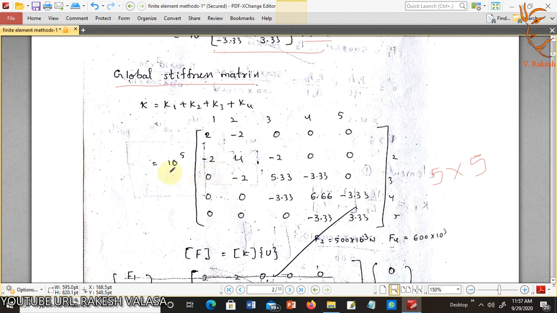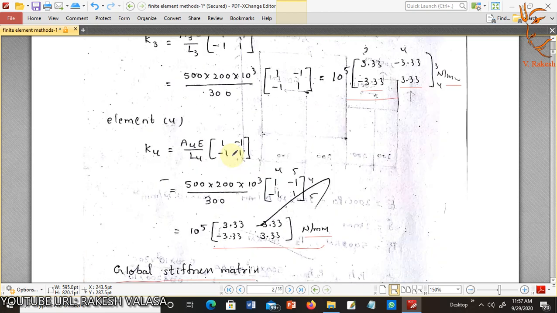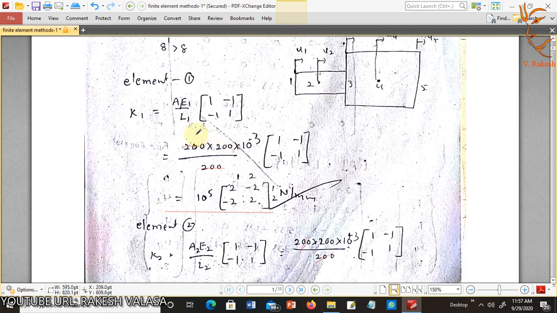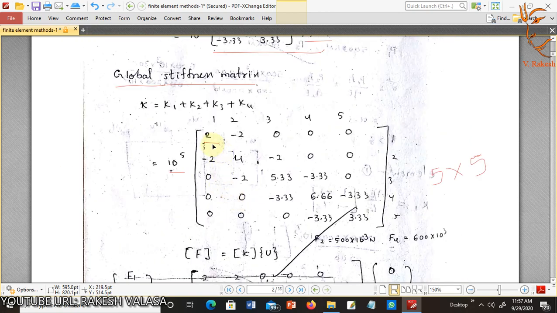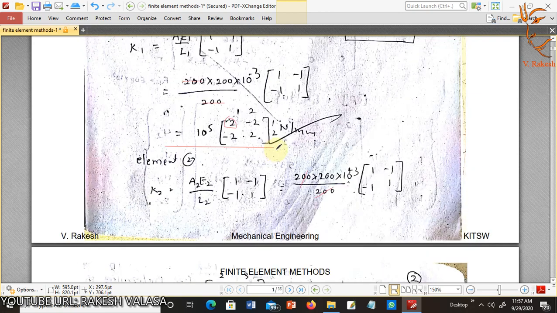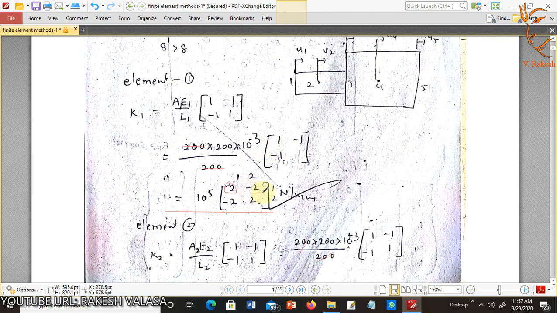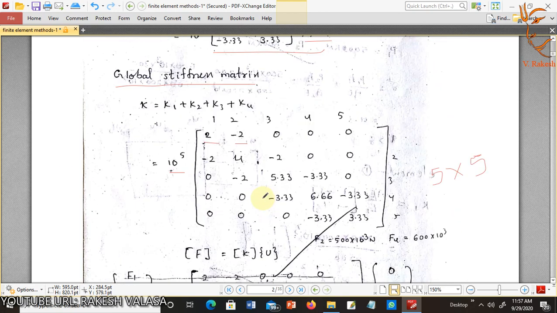The common term is 10 power 5. For example, you can fill this value 1 1. Go to the stiffness matrix 1. See here, this is the first row first column element, so you can write here. Similar to second element, this is the first row and second column element. Go to the stiffness matrix 1. See here, this is the first row and second column element, that is minus 2.